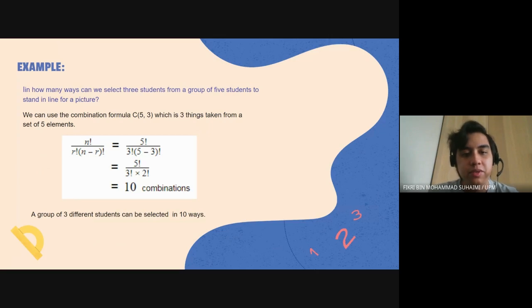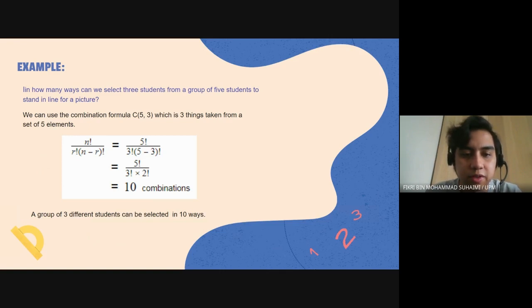So this is a simple example where we use combination without repetition. A simple situation. It says that in how many ways can we select 3 students to form a group of 5 students to stand in line for a picture? So we can use the combination formula C(n, r). n is 5 because that's the total number of students, and 3 is the number that we want to select. And then we can just straight away substitute the 5 and 3 into the formula.